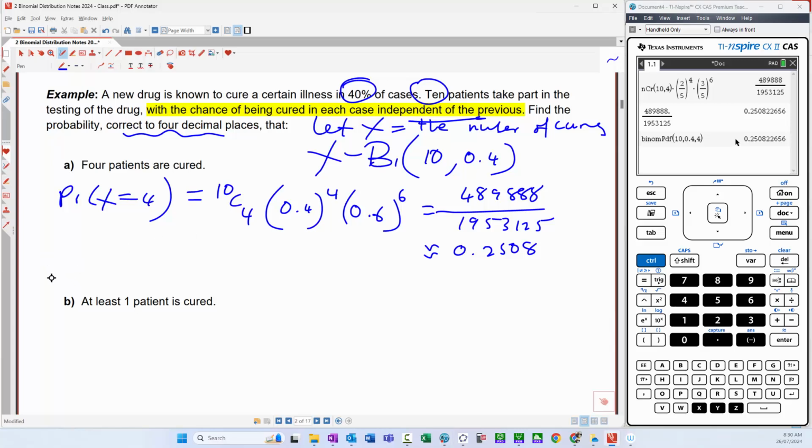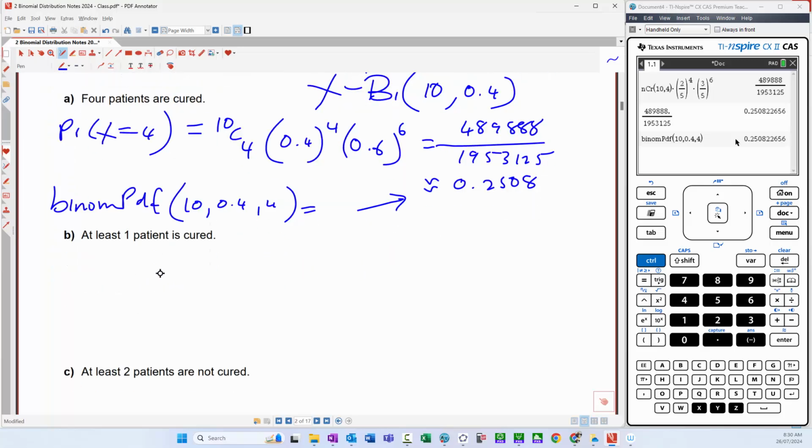So please, in your notes, just make note that we've used binom PDF. The parameters are 10, 0.4, 4, and that was equal to this answer here.